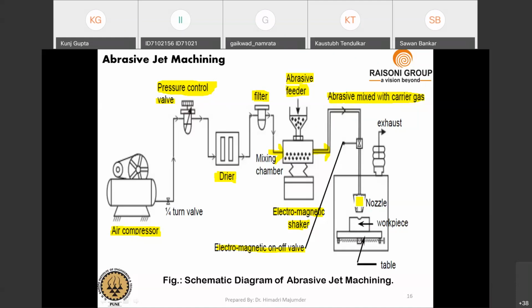So the abrasive mixed carrier gas will strike the workpiece at high velocity, and as we already discussed, this causes brittle fracture. That high velocity abrasive jet will impact and cause brittle fracture of the workpiece, and a small piece will be dislodged this way.